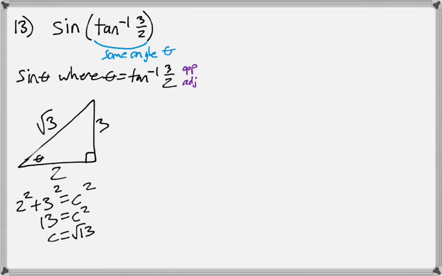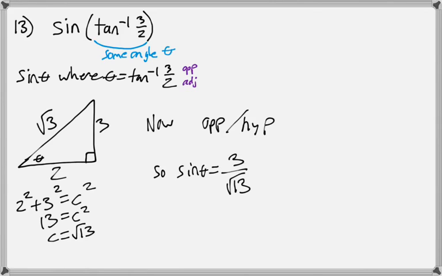So now that you have the triangle, the actual question is asking for sine. So now we're dealing with sine. Sine is opposite over hypotenuse. So sine of theta is opposite over hypotenuse, which is 3 over square root of 13. And then I want to rationalize this, so I multiply by square root of 13 over square root of 13 to get 3 square root of 13 over 13.